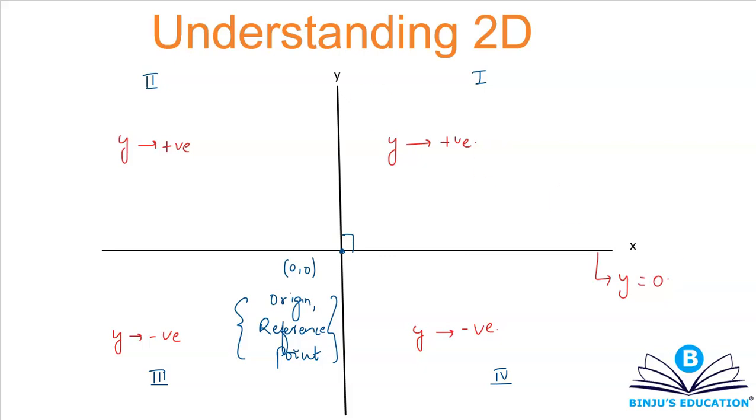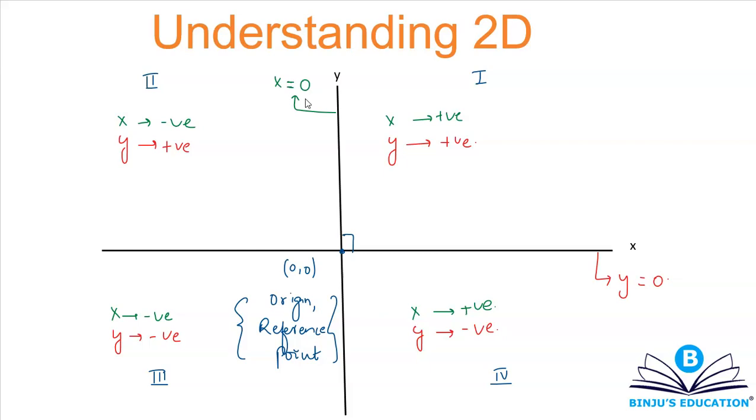Similarly, if you take a point that lies to the right of y-axis, its x coordinate is positive. If you take a point to the left of y-axis, then its x coordinate is negative. And if you take it on y-axis, then its x coordinate is 0. So points like (0, 5), (0, -6), (0, 10), and so on and so forth lie on y-axis. These are the sign conventions which you need to remember.